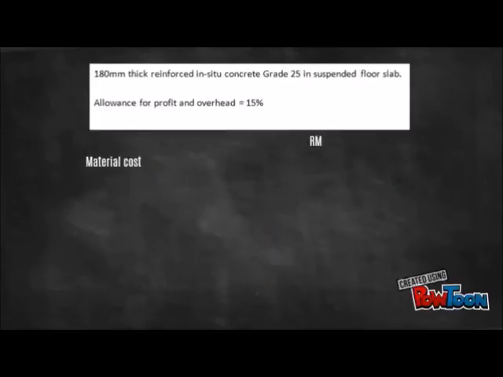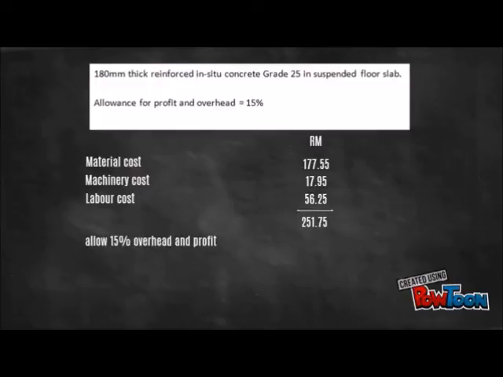At the end, we need to add allowance for profit and overhead. Total up the material cost, machinery cost, and labor cost, and add a percentage of profit and overhead to the sum to get the final cost of concrete per meter cube.